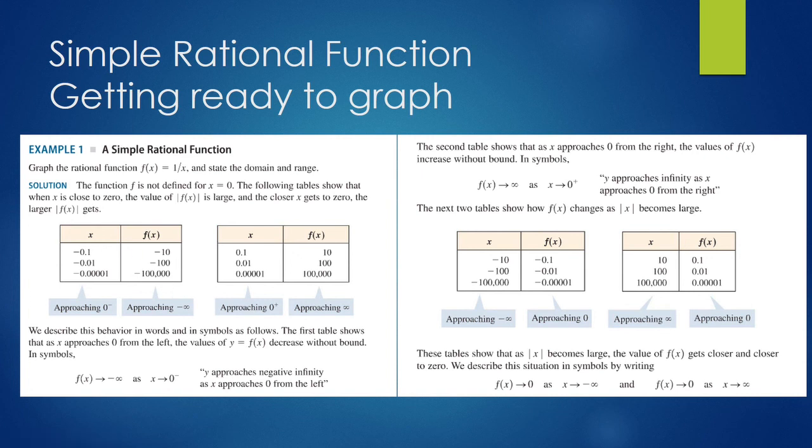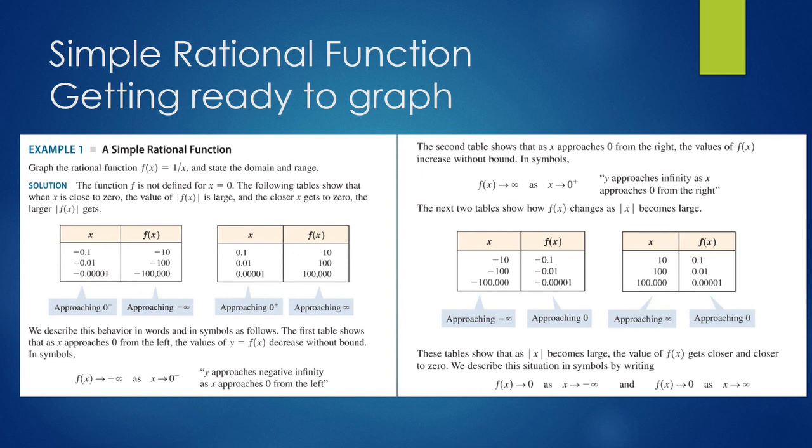Similarly, on the right-hand side of 0, if we pick values that are increasingly closer to 0, we get the following table. So if we start with 0.1, we get 10. If we get a little bit closer to 0 and go to 0.01, the function's value is 100. And if we get even closer to 0 at 0.0001, the function's value is 100,000. So what's happening is as you're getting closer to 0 on the right-hand side, the function is increasing very rapidly. On the left-hand side of 0, as you get closer to 0, the function is decreasing rapidly.